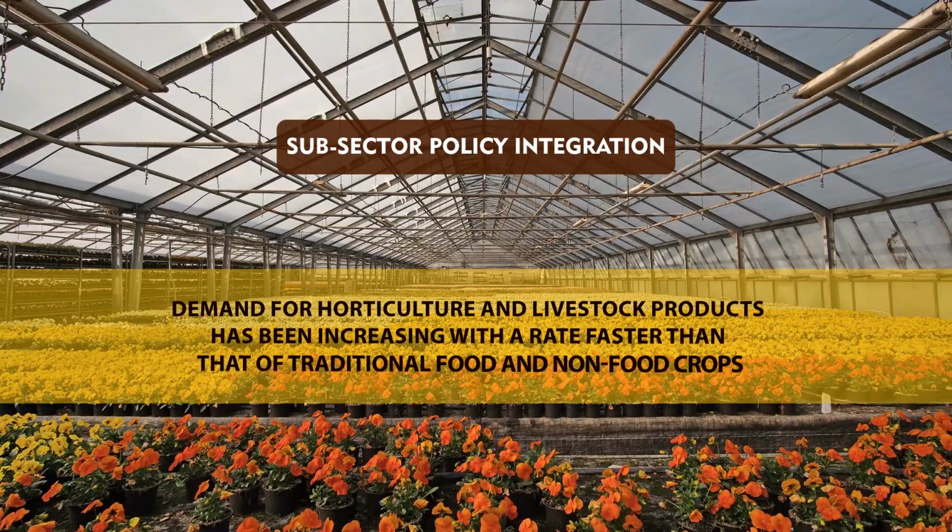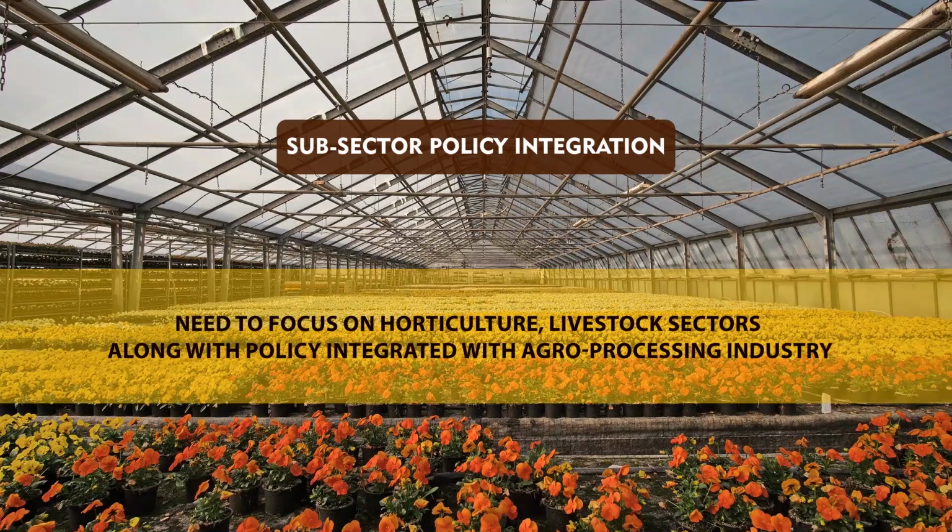Demand for horticulture and livestock products has been increasing at a rate faster than that of traditional food and non-food crops. Demand for cereal crops is much lower than the demand for horticulture or livestock products. So this relative importance may change over a period of time. There is a need to focus on the horticulture and livestock sectors along with policy integrated with the agro-processing industry. So, we also have to look at the policy for agro-processing sectors.